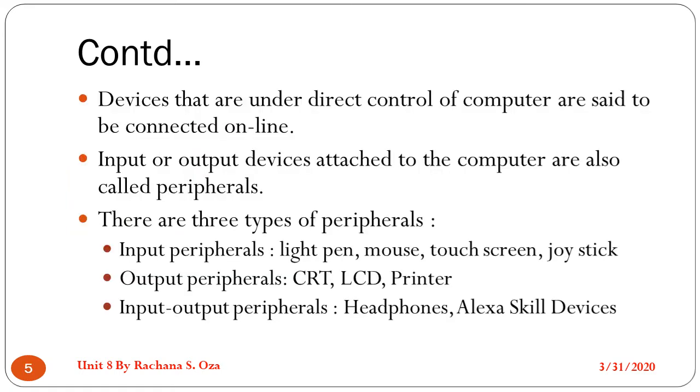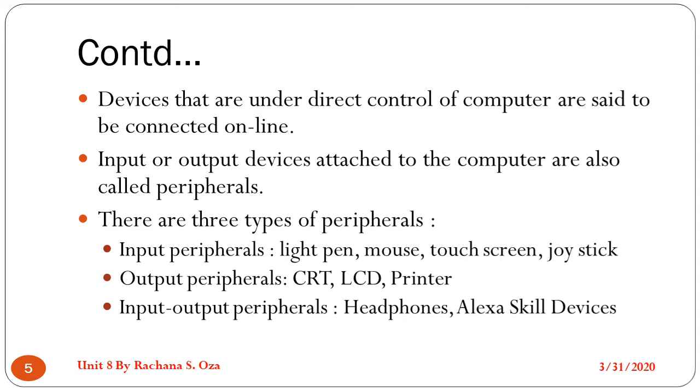In this slide you can see that the devices under the direct control of the computer are connected with some set of lines. The input output devices can be categorized into three types. The very first is input peripherals, which can be a light pen, mouse, touch screen or joystick. These are the input devices from where you can input something to the CPU.